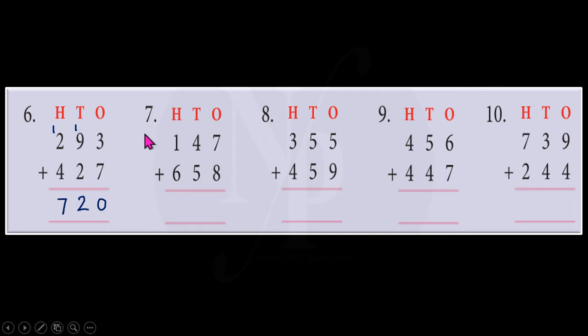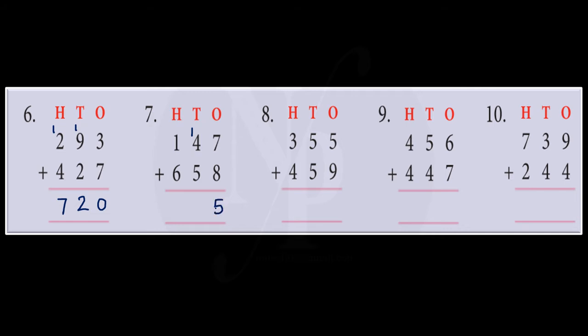Now let us move to question number 7. Here we have 147 plus 658. Let us add these two numbers now. So 7 plus 8 is 15. 15 ones are regrouped as 1 ten and 5 ones.